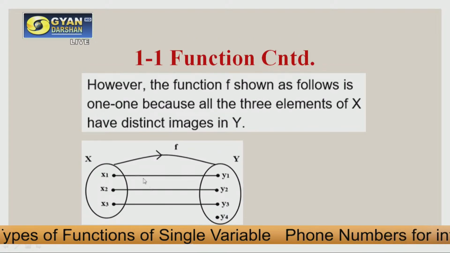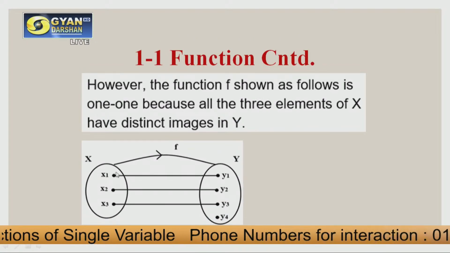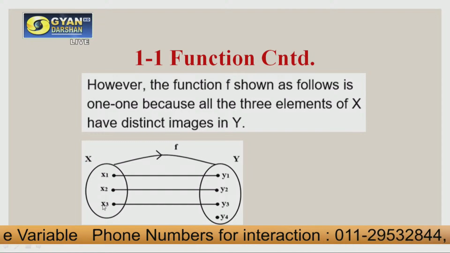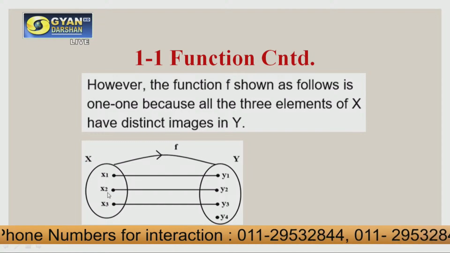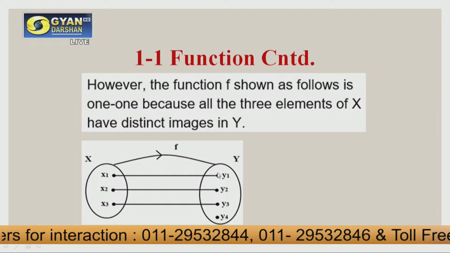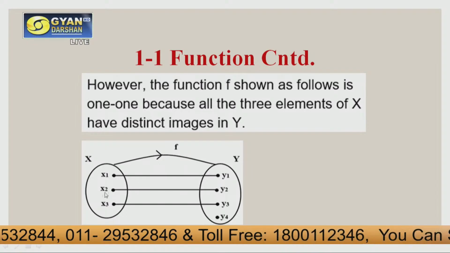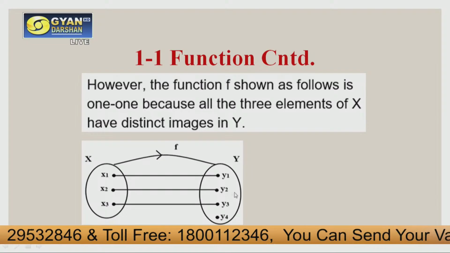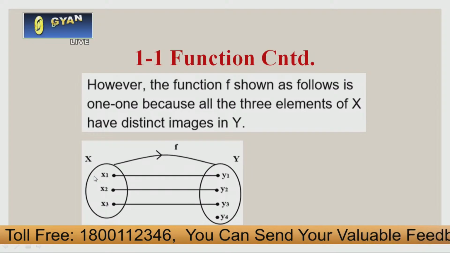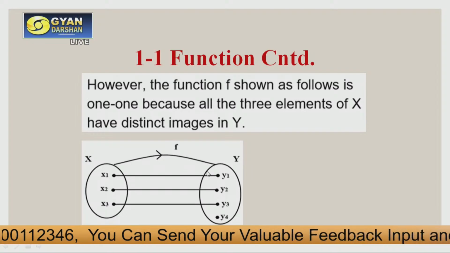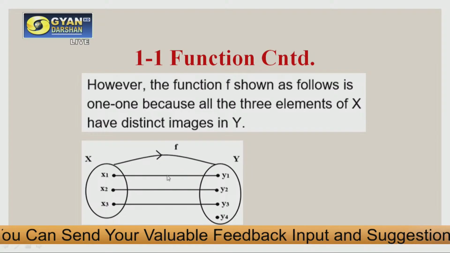Now if we take this example, here x1, x2, x3, we have three different daughters, and you can see that their mothers are also different. Mother of x1 is y1, mother of x2 is y2, mother of x3 is y3. So we have different daughters with different mothers, condition satisfied. So we can say that this function is 1-1.